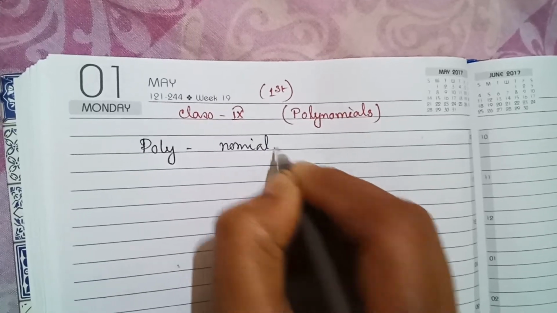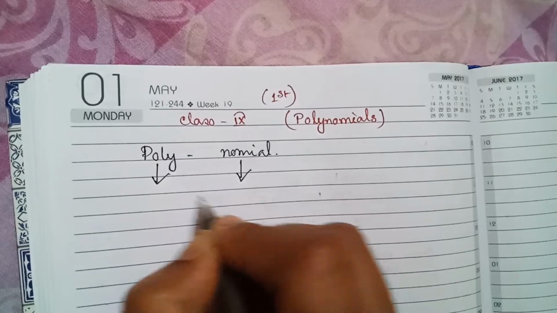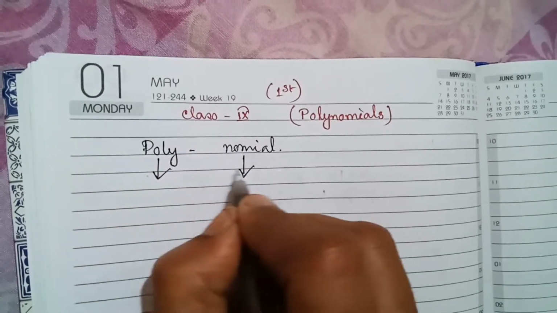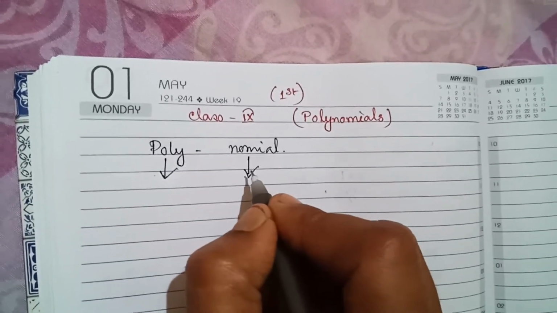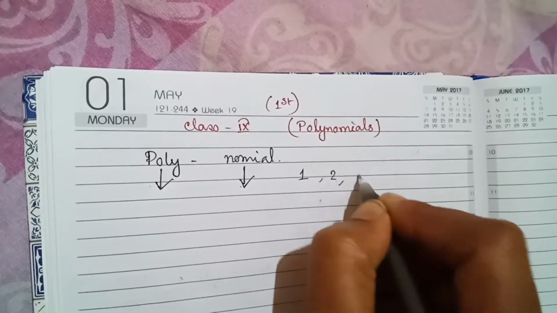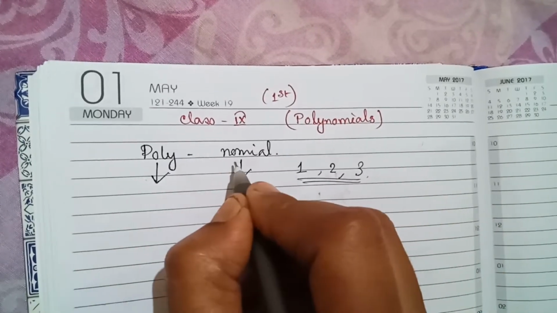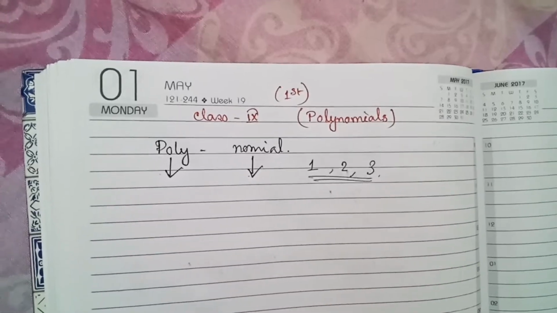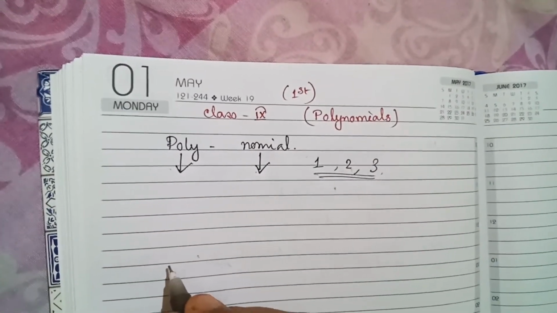Polynomial means many terms. But polynomial means actually many terms in its own words, but if we have only one term or two terms or three terms, then also we will be calling those a polynomial, provided there are some certain characteristics. Now what are they?